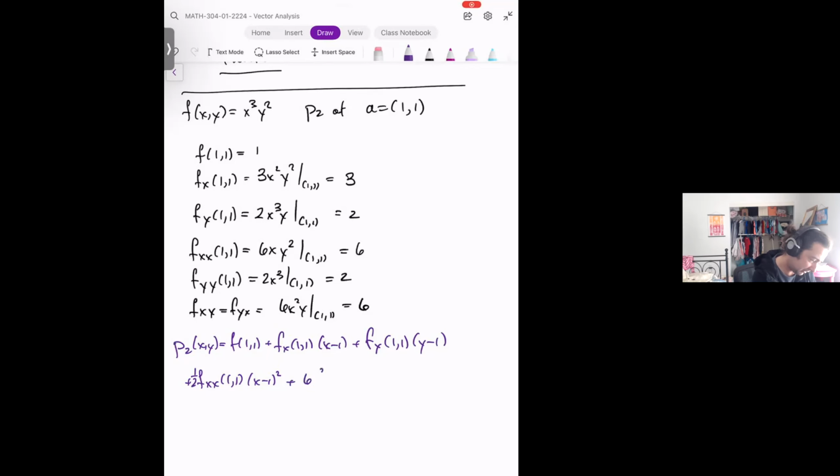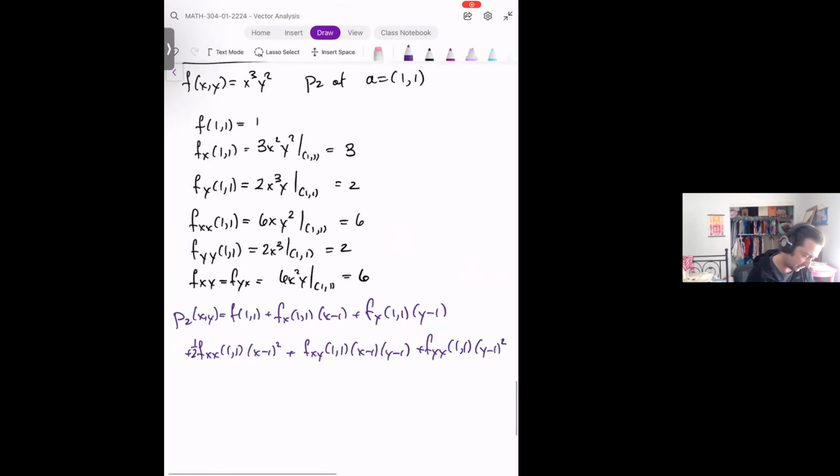Wait, nope, I can't skip that yet. That's fxy at (1, 1) times x minus 1, y minus 1, plus fyy at (1, 1) times y minus 1 squared. Ugh. But at least once I have the numbers, it's pretty easy to write down.